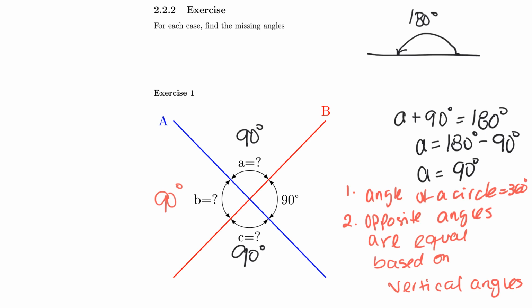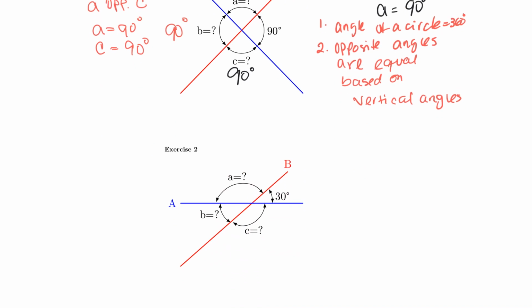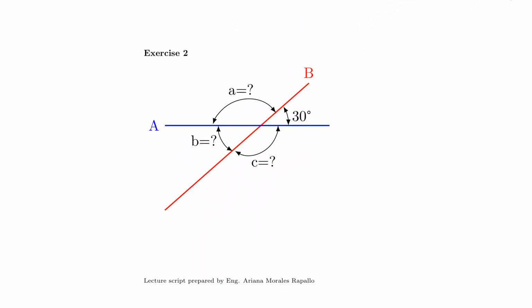All right, so let's refresh. Based on vertical angle principle, we have that B is opposite to 90 degrees, making B equal to 90 degrees, right? As we can see here, B is opposite to 90 degrees. And A is opposite to C. And if we know that A is equal to 90 degrees, making C equal to 90 degrees as well. Okay, so let's move on to a more complicated example.